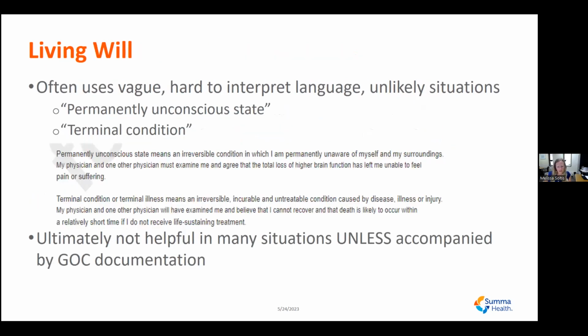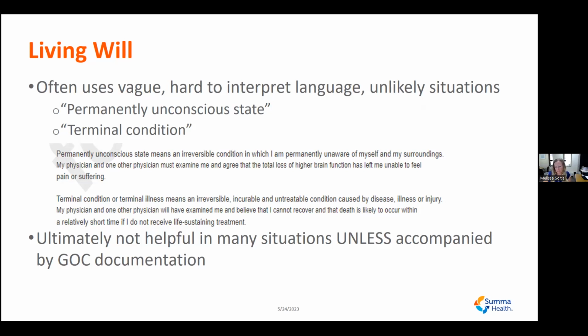The living will is my least favorite of all documents. It's very vague, it's hard to interpret, and it's a very unlikely situation that it's helpful. So the language used is permanently unconscious state and terminal condition, and then I pulled from our Ohio living will document what that means. So if you think of anybody in your personal life that you've known, or any patient that you've known that has died, and how many of them have actually fallen into one of these categories, most of the time they just don't.